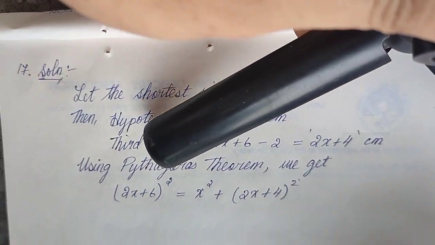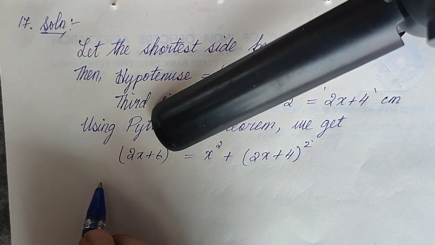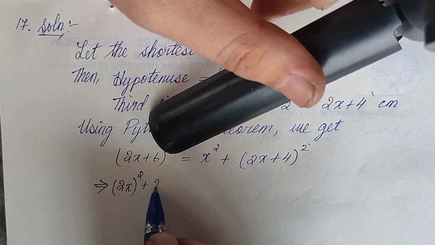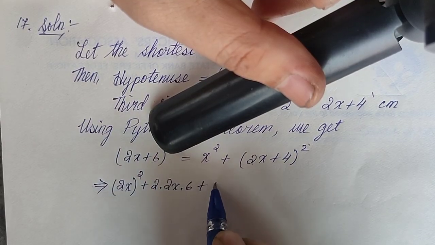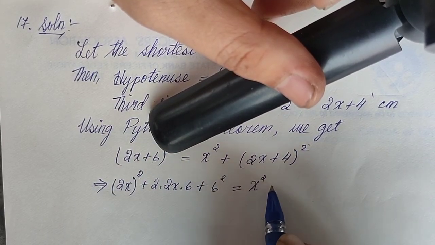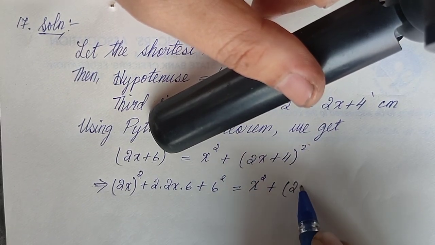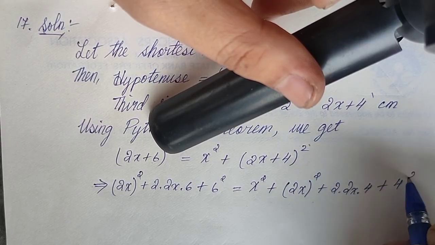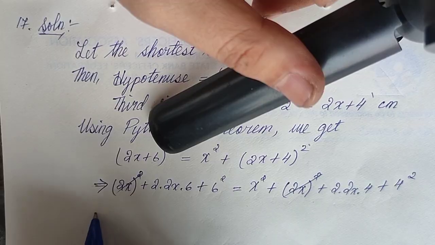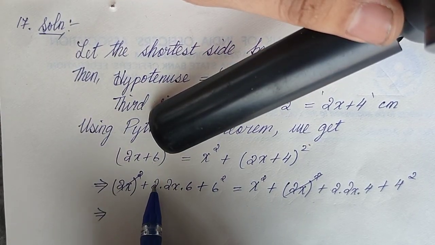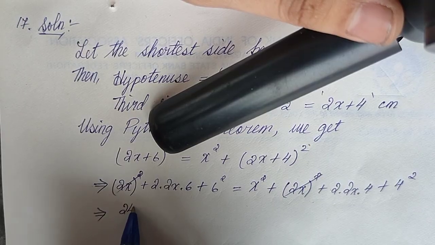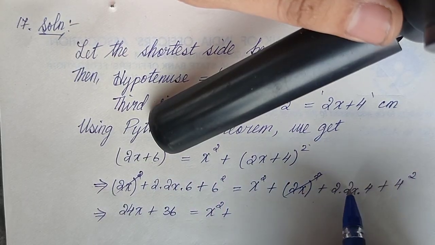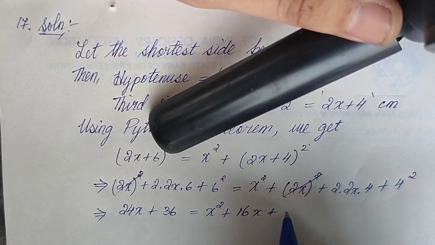Expanding with a plus b whole square, a square plus 2ab plus b square, the 4x squared cancels. 24x plus 36 is equal to x square plus 16x plus 16.